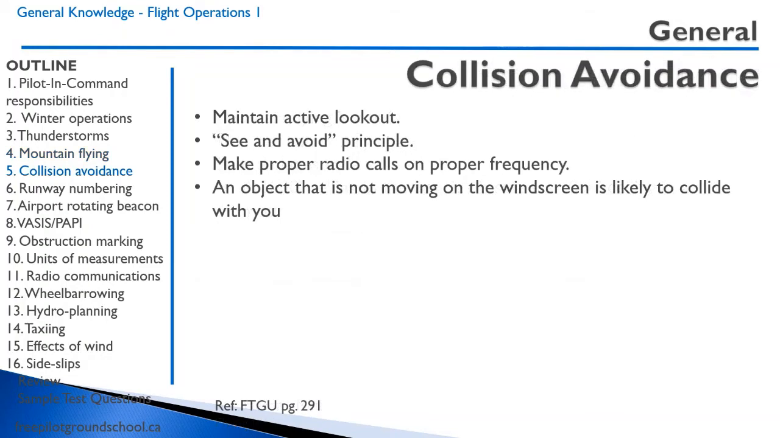Let's talk about collision avoidance. The primary principle in collision avoidance in aircraft is the see and avoid principle. It's your job to look out, and it's your job to avoid other traffic. You want to ensure that you make proper radio calls on the proper frequency. And if you do see an object on your windscreen and it's not moving, then it's most likely that you will collide with that object. If it's moving up or down or side to side, you will probably clear that object.